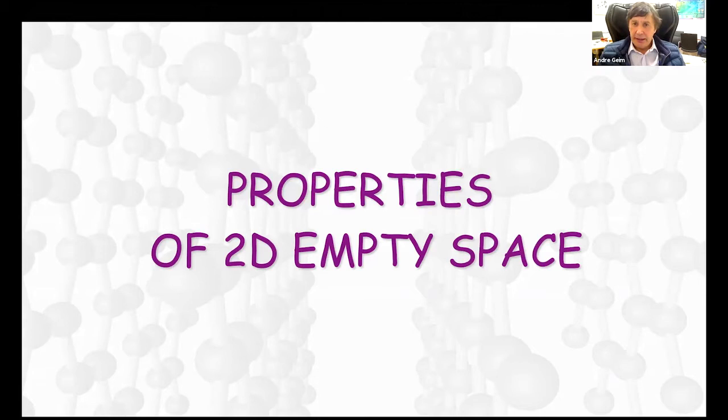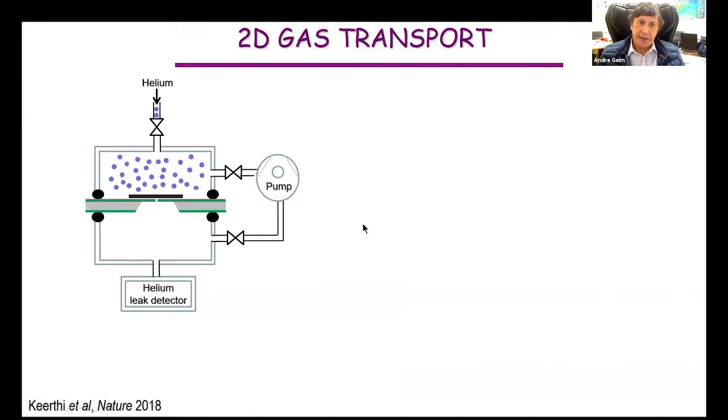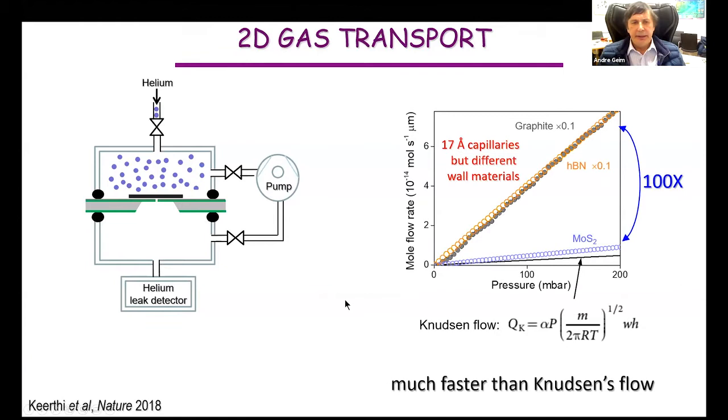We first of all investigated the properties of this empty space. The obvious candidate is helium, a simple atom, going through those capillaries. Already immediately, even with helium, you see some strange effect. For example, if you make those atomic scale channels out of molybdenum disulfide, everything seems to be classical physics. It's close to what you expect from classical Knudsen flow, when molecules go around and eventually go through those channels.